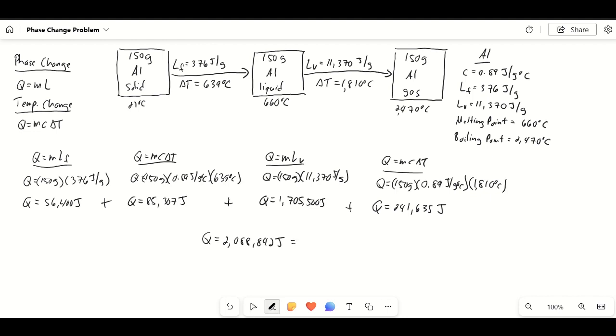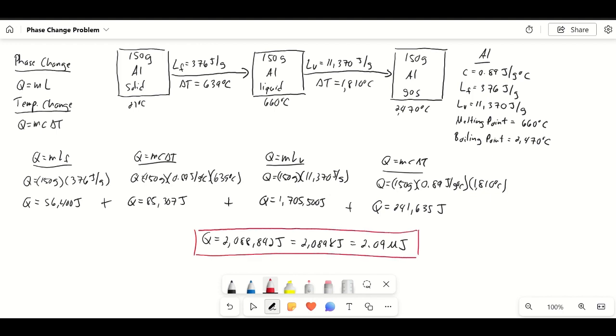You could also put in a metric prefix. If we round up, this would be 2,089 kilojoules. Or we could do one more metric prefix. We could even make this 2.09 megajoules. So any of those would be fine.